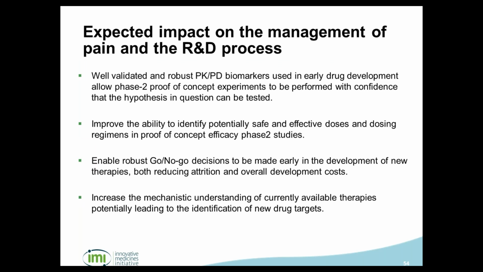So what is the impact? Well, well-validated and robust PK-PD biomarkers that will be used in our early drug development will allow phase 2 proof-of-concept experiments to be performed with the absolute knowledge that the hypothesis in question can be tested. It'll improve the ability to identify potentially safe and effective dosing regimes in our proof-of-concept efficacy phase 2 studies, and importantly, it will enable robust go, no-go decisions to be made early in the development of new therapies, both reducing our attrition and our overall development costs.